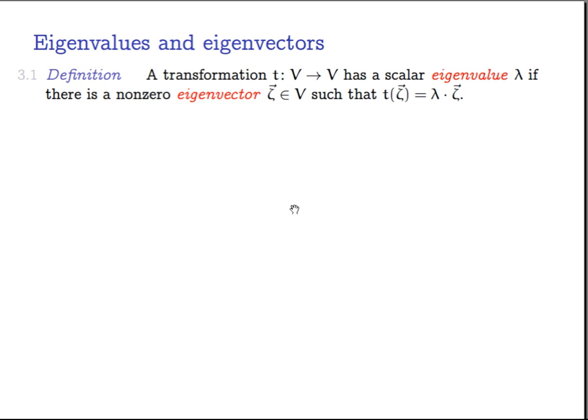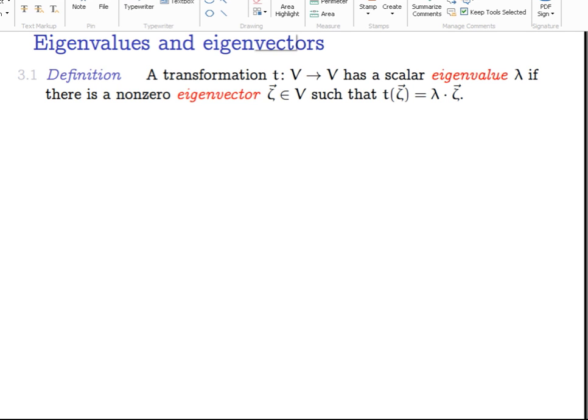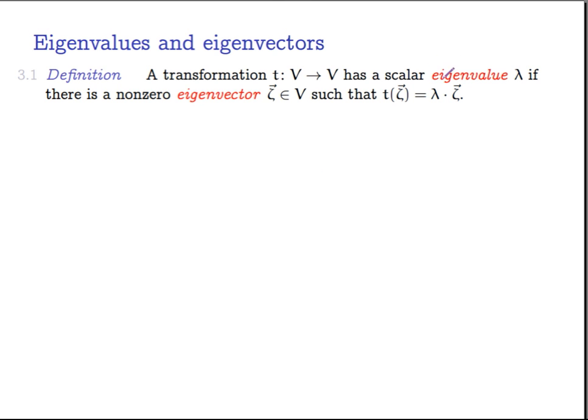A transformation from a vector space to itself has a scalar eigenvalue, lambda. Now lambda is a scalar number, could be real or complex. But the transformation has an eigenvalue if there is an eigenvector. This symbol is a zeta, or Greek z.